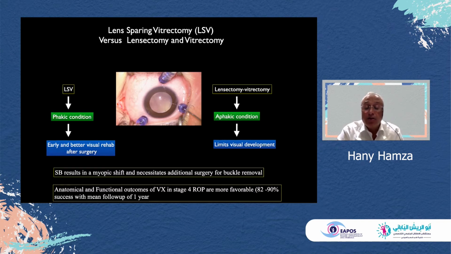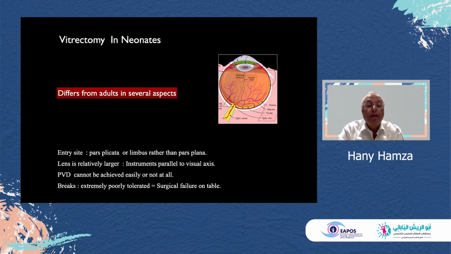Anatomical and functional outcomes of vitrectomy in stage 4 ROP are more favorable than stage 5, achieving a success rate of reattachment in 82 to 90% after a follow-up of 1 year. Vitrectomy in neonates differs completely from adults in several aspects. First of all, due to anterior insertion of the retina, the entry site should be at the pars plicata or limbus rather than the pars plana.